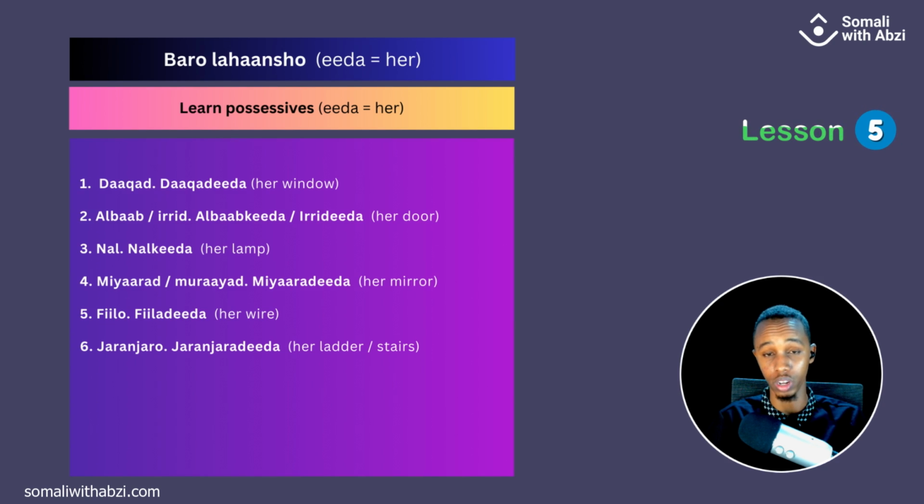Eda means her in Somali. When you're going to say her book or her pen in Somali, we should say Eda. So we need to say the word and the different article, then we drop the last vowel. Daqada, daqadeeda. Albabka, albabkeeda. Nalka, nalkeeda. Miyarada, miyaradeeda. Fiilada, fiiladeeda. Jaranjarada, jaranjaradeeda.